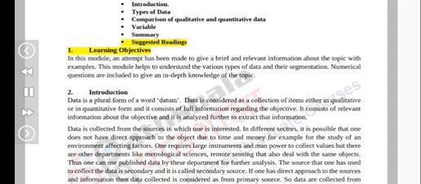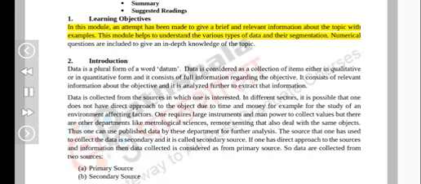Learning objectives. In this module, an attempt has been made to give a brief and relevant information about the topic with examples. This module helps to understand the various types of data and their segmentation. Numerical questions are included to give an in-depth knowledge of the topic. Introduction. Data is a plural form of a word, datum.